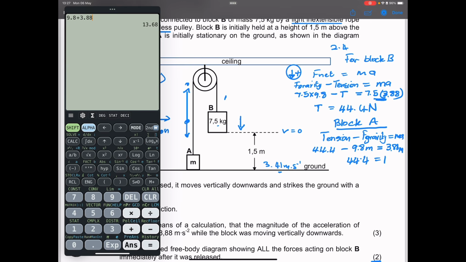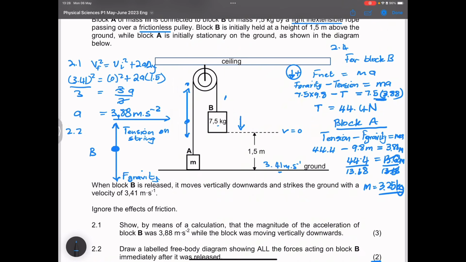And that gives me 13.68 m. Okay, and if I divide both sides by 13.68, that cancels with that, and the mass of our object is 44.4 divided by 13.68, and I get a mass of 3.25, right? So the mass would be 3.25, and this is in kilograms. I hope that makes sense, guys.